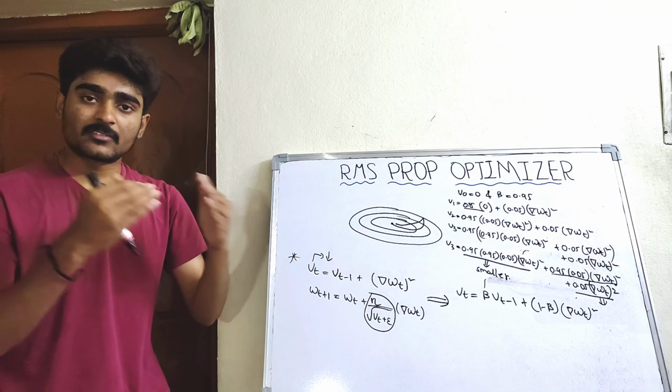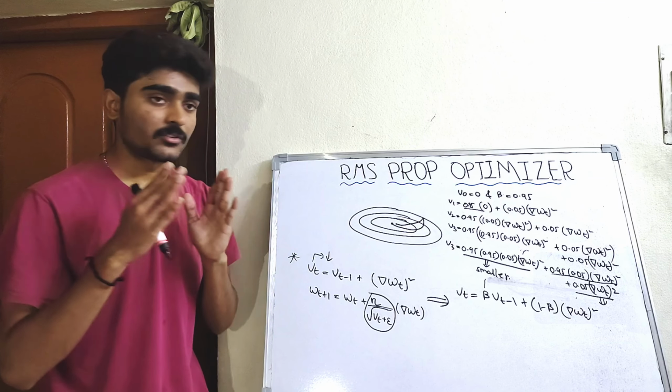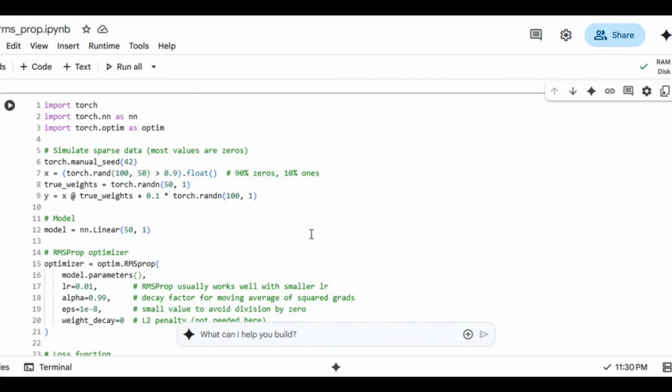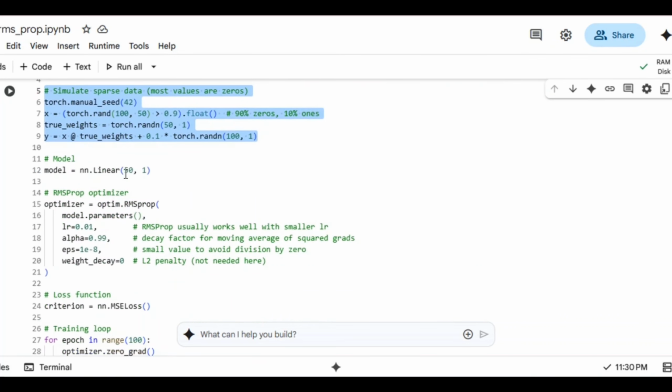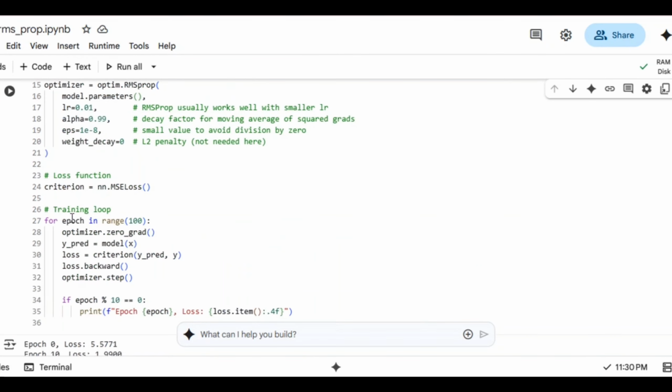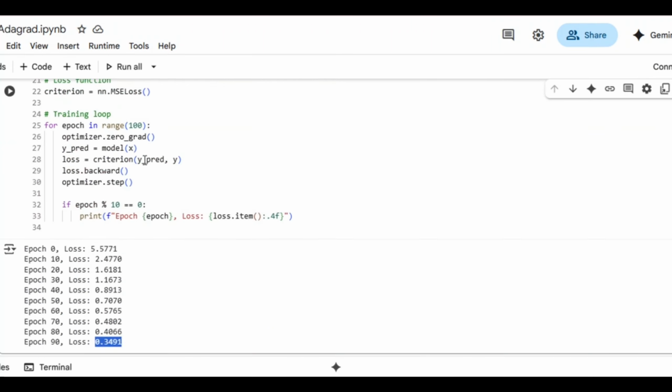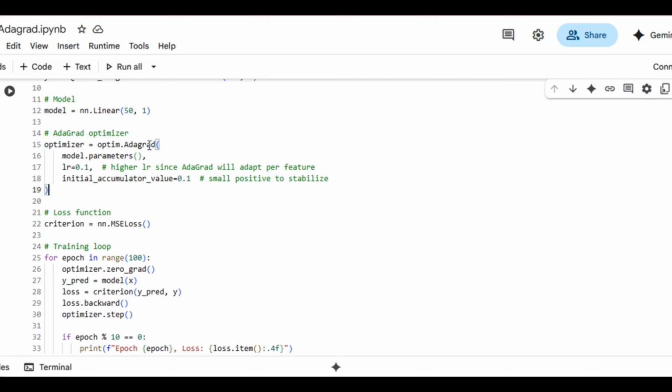Now in the next section of the video, we'll be seeing how to implement this RMSProp optimizer on a sparse dataset. For that I have imported my necessary libraries, and this is my sparse dataset which contains mostly zeros. This is my model. Now here I am defining my RMSProp optimizer, optim.rmsprop. This is how you implement the RMSProp optimizer in your code. Previously in AdaGrad also we have done the same thing, optim.adagrad.